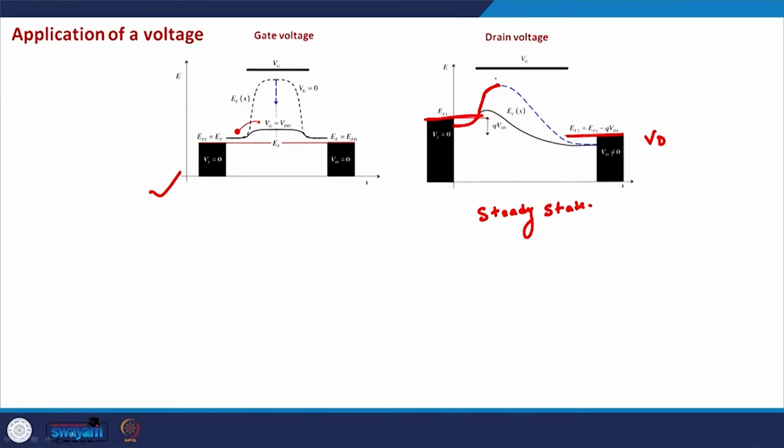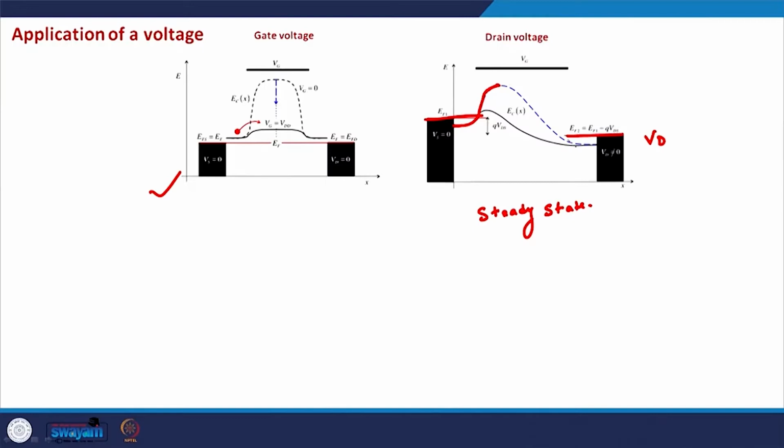But as we go from the left to the right side, the voltage increases from 0 to Vd, and that is why the barrier changes in this way. This follows the potential profile across the channel.